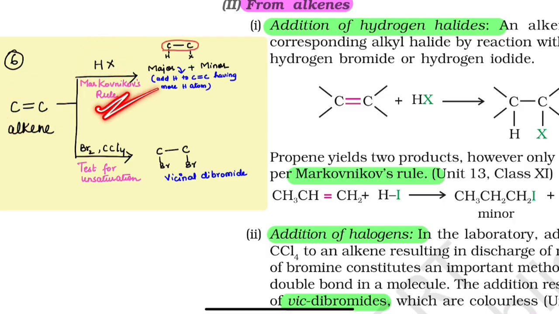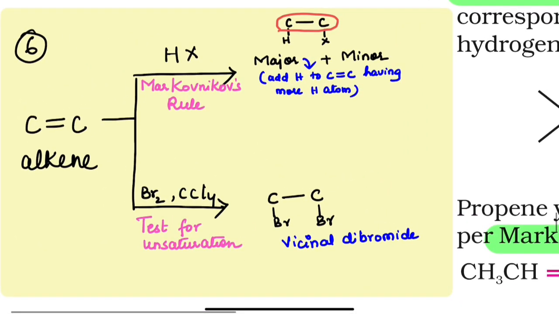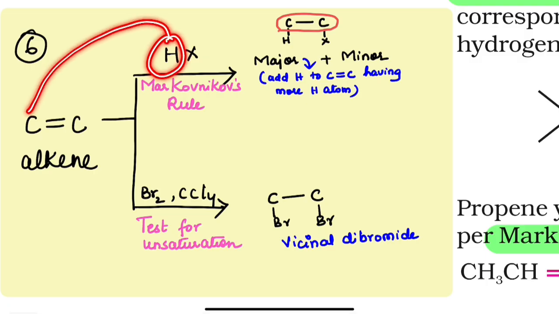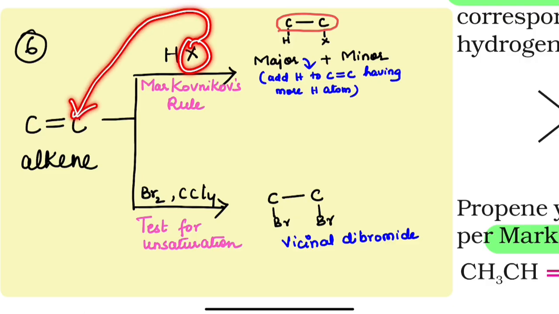So always remember that it follows Markovnikov's rule. What this Markovnikov's rule is: whenever two products are formed, one will be a major product and another will be a minor product. So how we are going to find the major product is, always break one bond. So if a double bond is present, break the double bond, place hydrogen on the carbon containing more number of hydrogen atoms, and the halogen you should attach to the carbon containing less number of hydrogen atoms.